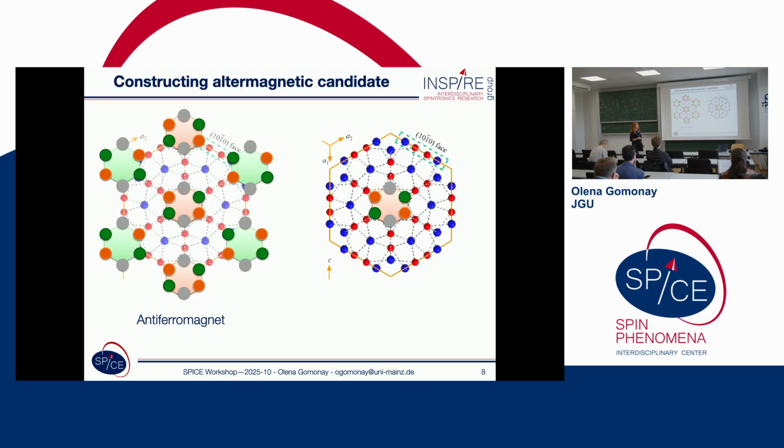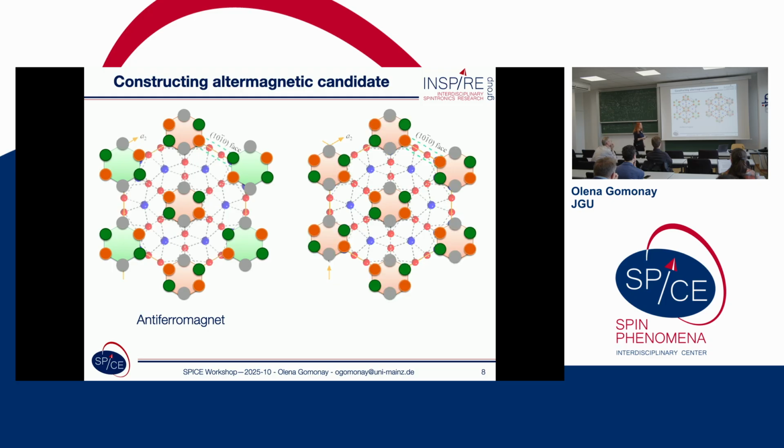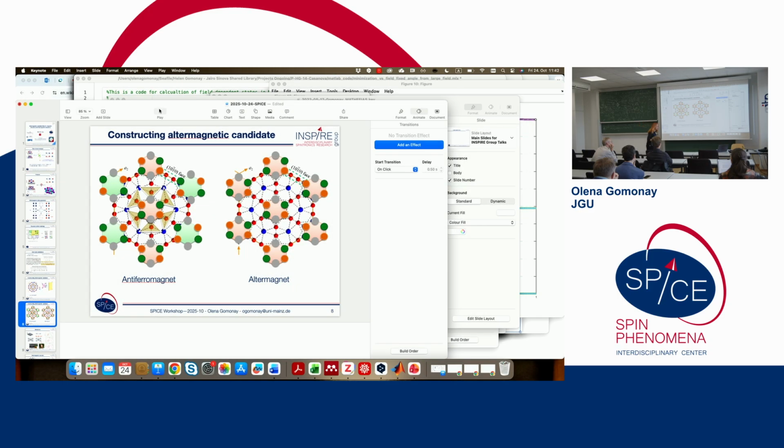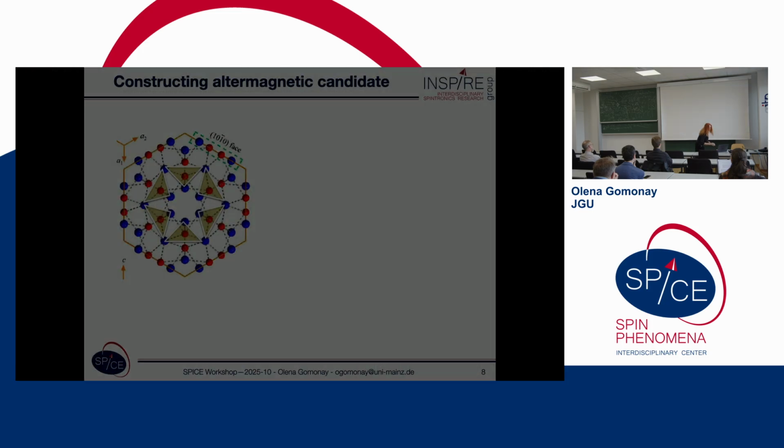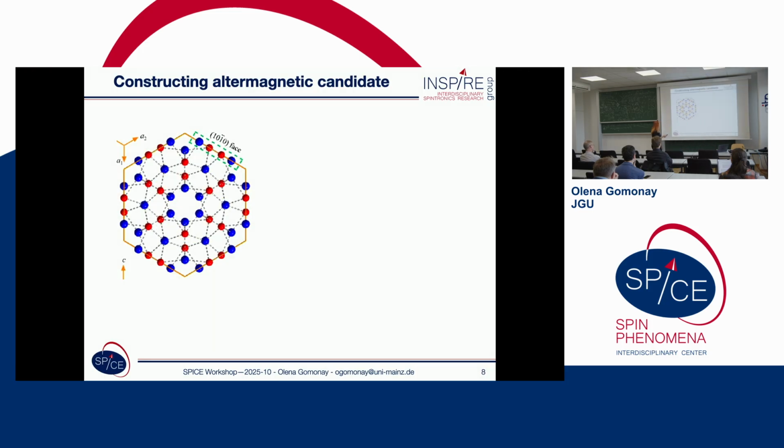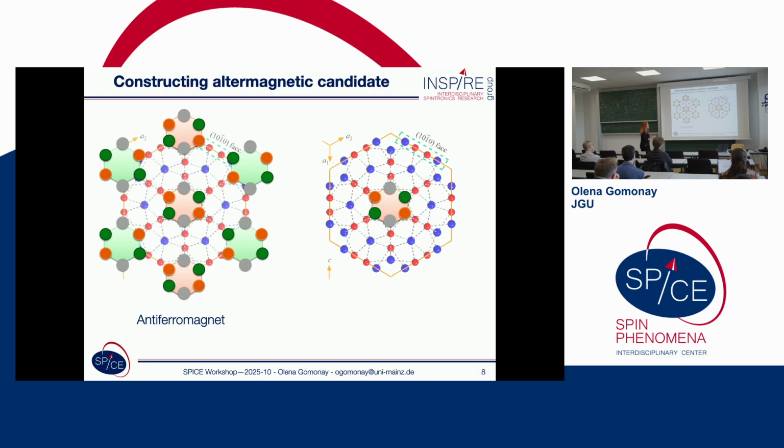However, it's also possible to order these hexagons in a different way. So here you see that all hexagons are similar, and then within these lines we have fully ferromagnetic coupling, and within these lines we have fully ferromagnetic coupling. So the difference is in these interactions. Oops, sorry, wrong button. And this phase is the altermagnetic phase.